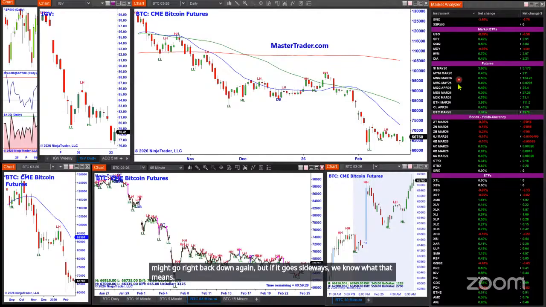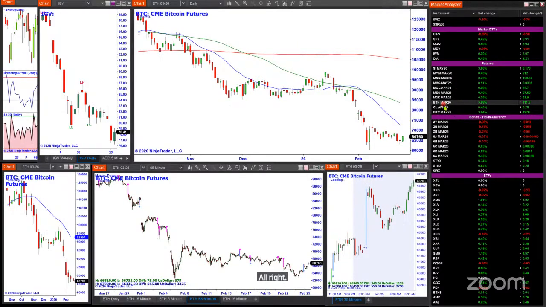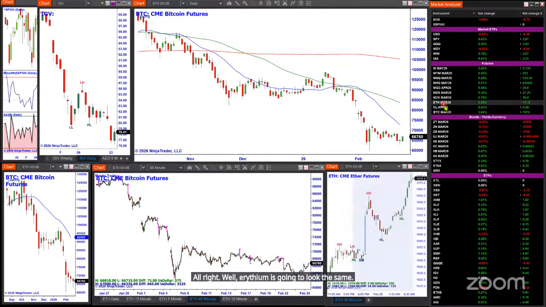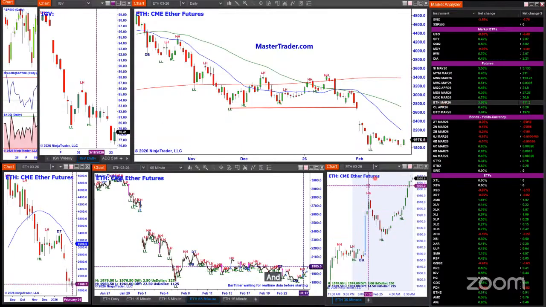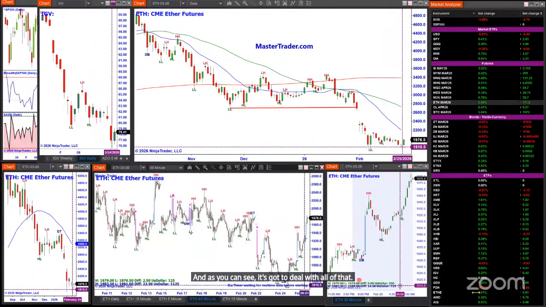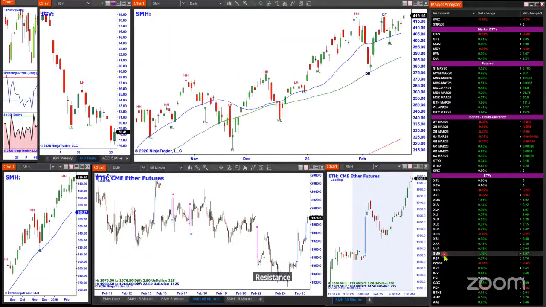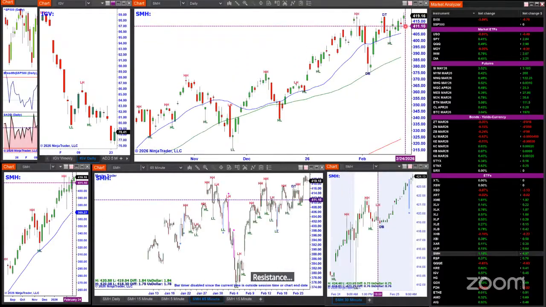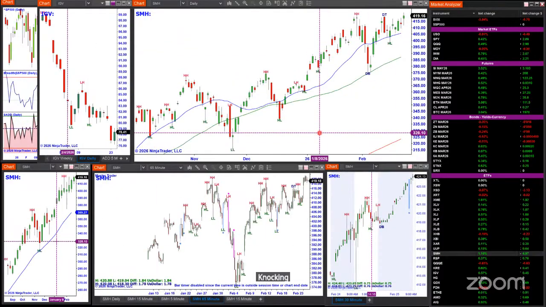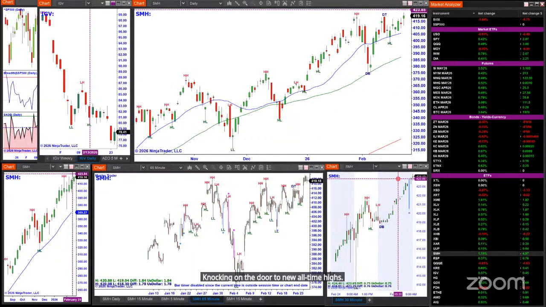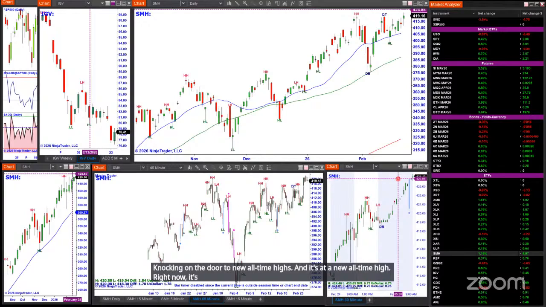All right. Well, lithium's going to look the same, and as you can see, it's got to deal with all of that resistance. SMH is knocking on the door to new all-time highs, and it's at a new all-time high. Right now, it's breaking out above those highs.